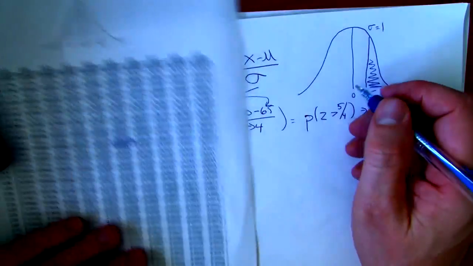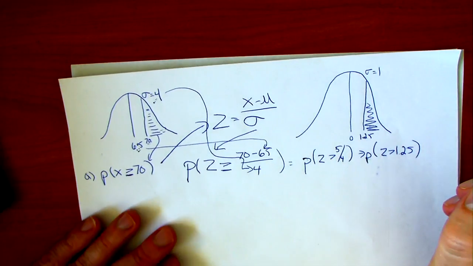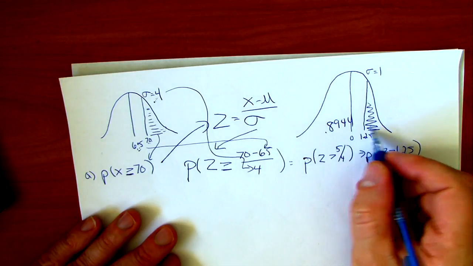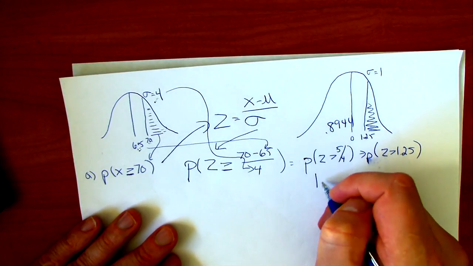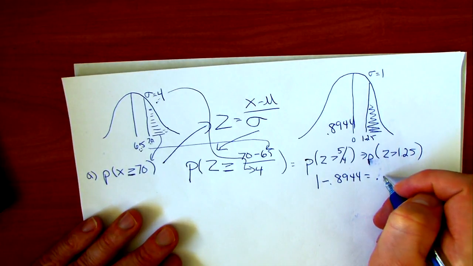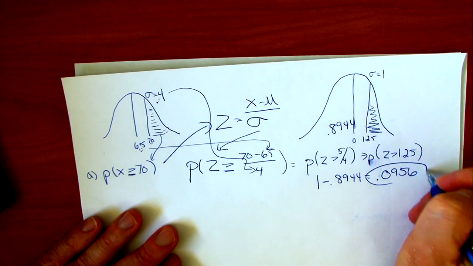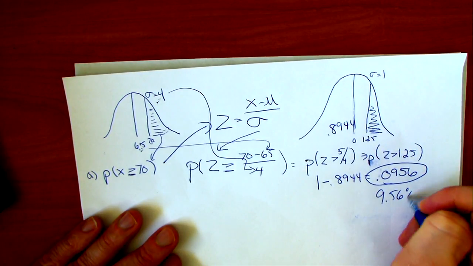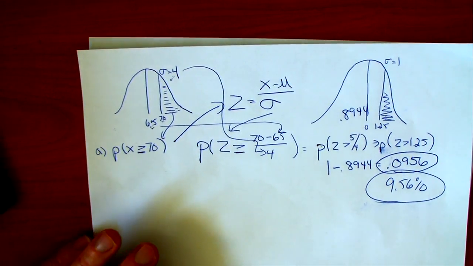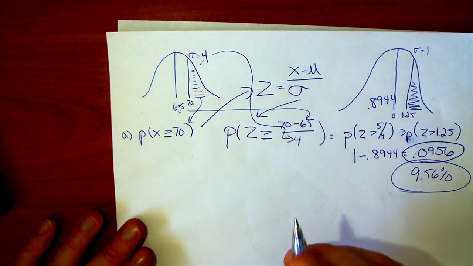So if we go back, whoops, there the lights went out. The area to the left is 0.8944, but remember we want greater than, so it would be 1 minus 0.8944, which gives me 0.1056, or 10.56%. Boom. All right. That is part A. Let's look at part B.